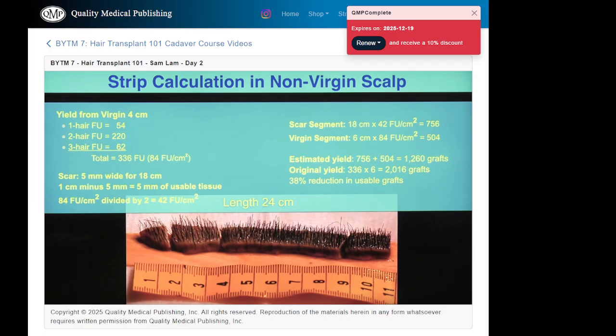So then if you look at the scar segment, it's 18 centimeters times what you have left, which is 42. And the virgin segment, which is 6 centimeters, there's no scar in that area, multiplied by native 84, that gives you 504. 756 plus 504 gives you 1260 grafts. Remember what we showed you in the previous slide is 2000. That is a reduction of 38% with a 5 millimeter scar.